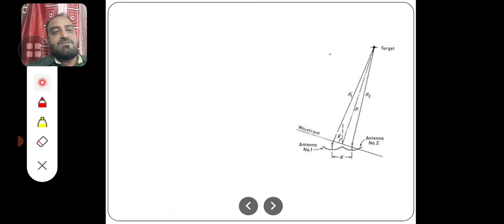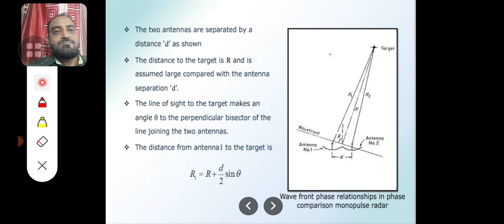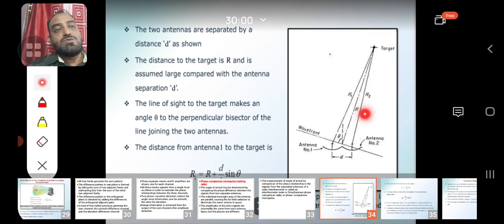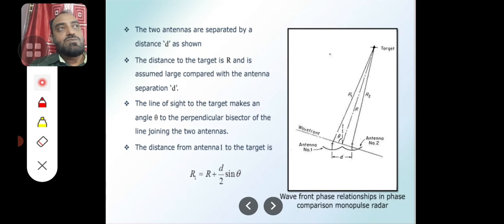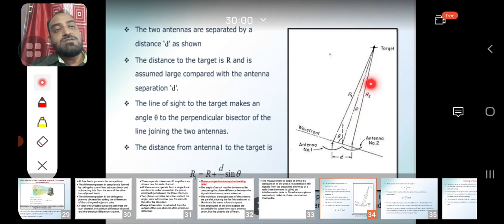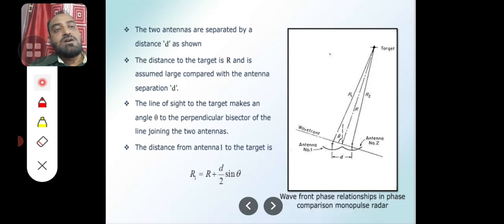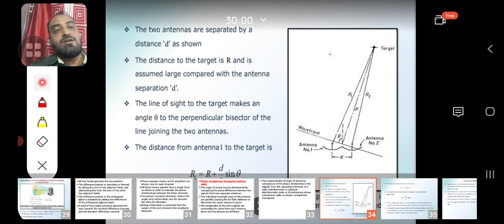If you see this following diagram, you will understand what we are discussing. Consider this is our target and these two are the antennas separated by a distance d. If you observe this diagram closely, you can understand the target is closer to antenna 2 than antenna 1. The distance of the target from antenna 2 is denoted as R2, and the distance of the target from antenna 1 is denoted as R1.